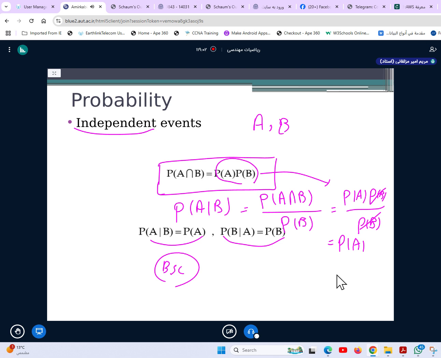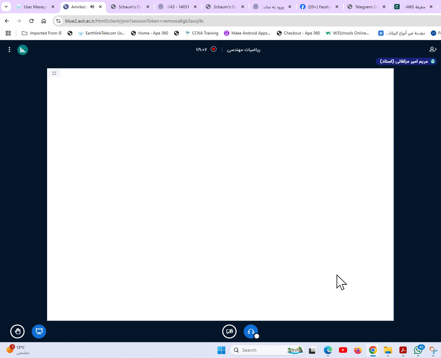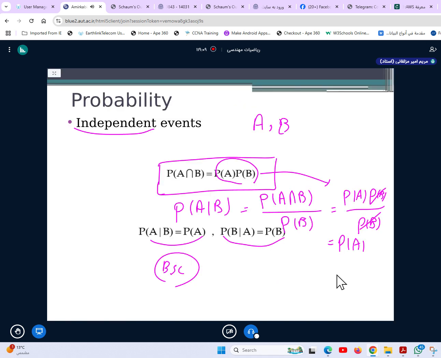Okay, I think it's enough for now, and the following slides are for the next sessions, inshallah. Please read and study the subjects of these slides and repeat them for yourself.